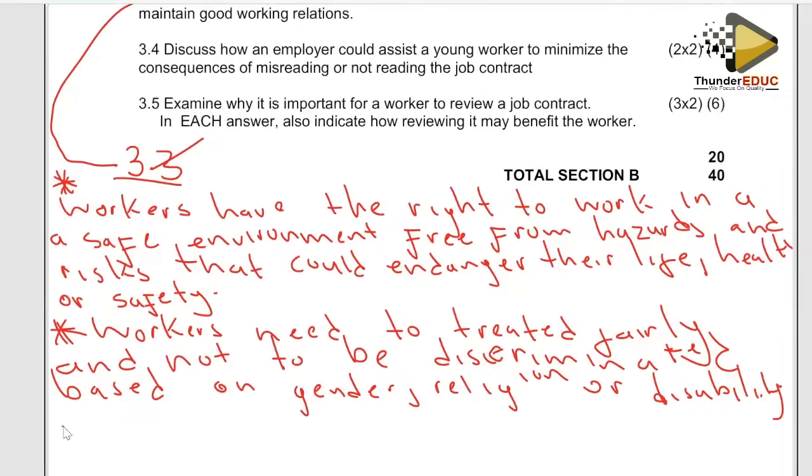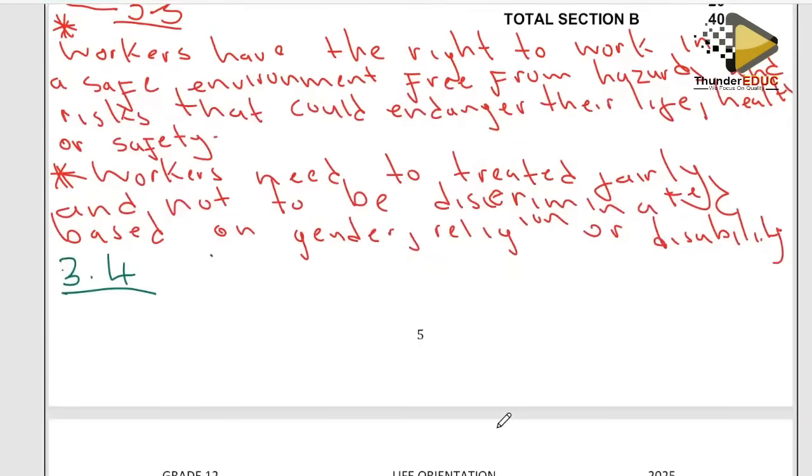Now moving on to 3.4, which will be our next question. Discuss how an employer could assist a young worker to minimize the consequences of not reading or misreading the job contract. Job contracts are usually legal documents which young employees might not understand. So it is also the responsibility of the employer to make it easier for the young worker to understand the contract.